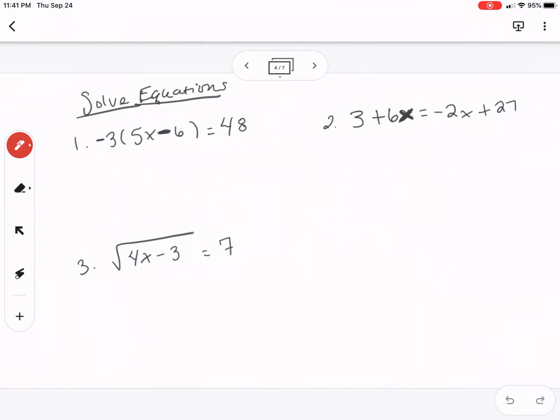This next topic we're going to review is solving equations. So here we're solving for a variable. So in the first one, I would distribute. -3 times 5x is -15x. And -3 times -6 is positive 18.